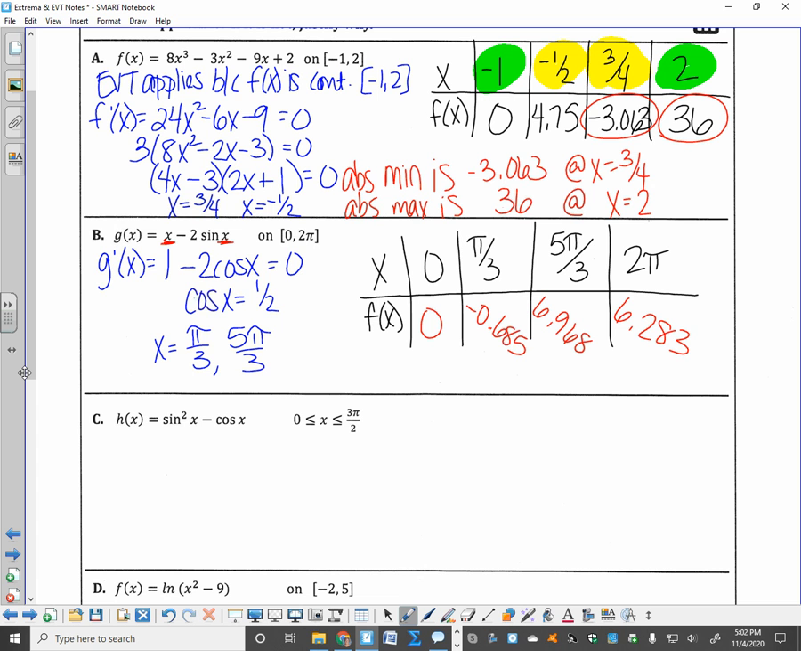Okay, so I see max, min, absolute max. Notice I don't just say max, because there are two different kinds of maxes. There's an absolute max and a relative max. This is an absolute max. Absolute max is 6.968, and it occurs at x equals 5 pi over 3. And then I have an absolute min, which is -0.685, and that occurs at pi over 3.